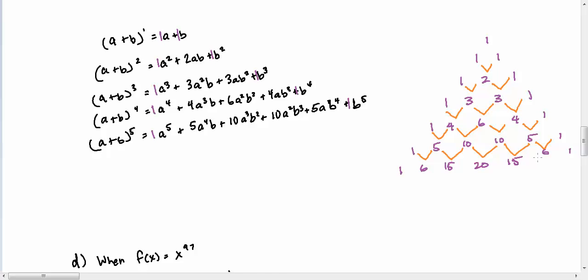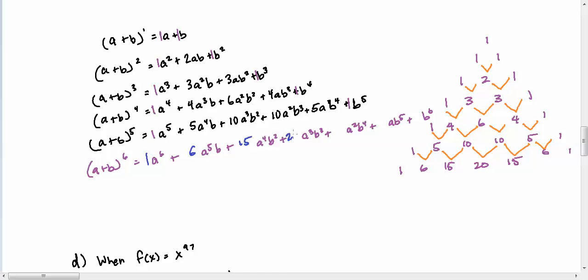Yep. So if I wanted to write down a plus b to the 6th power, I would go a6 plus a5b plus a4b squared plus a cubed b cubed plus a squared b4 plus ab5 plus b to the 6th power. And what numbers would I put in there? I would put a 1, 6, 15, 20, 15, 6, and a 1.